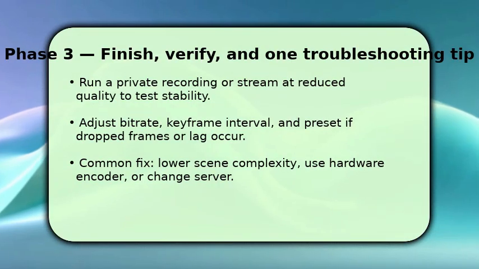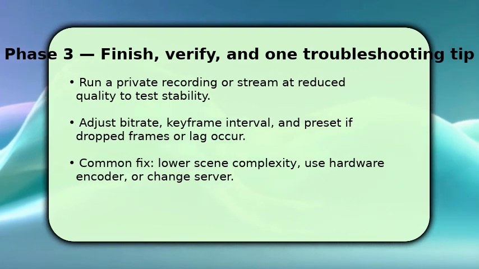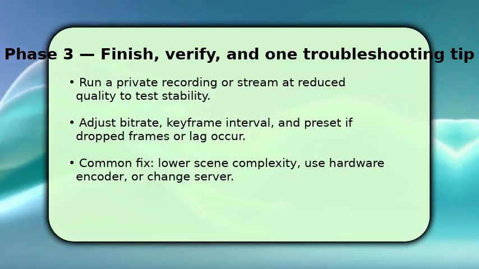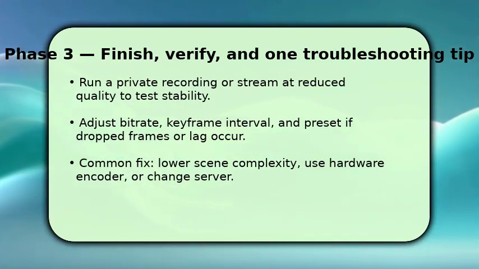You finish by testing. Start a private or unlisted stream or record locally to confirm sync and quality. Monitor CPU, GPU, dropped frames, and network bitrate. If you see issues, reduce canvas scale, lower bitrate, or change the encoder preset for performance.